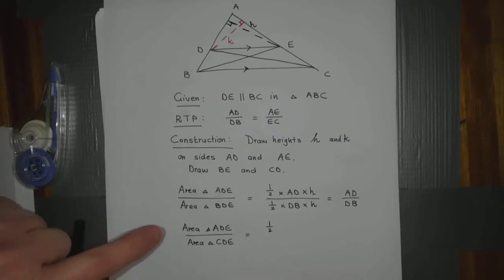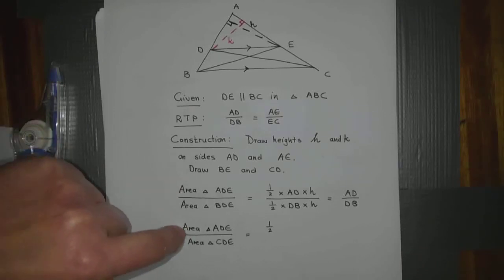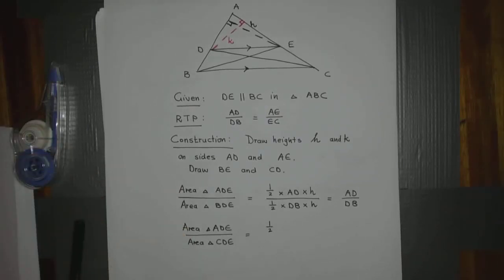Now, I agree I'm working with the exact same triangle, but I'm now going to work with a different base. So in the first part, I worked with AD as the base. Now I'm going to work with AE as the base. Can you see that? So if AE is the base, what will be the height of that triangle? K.